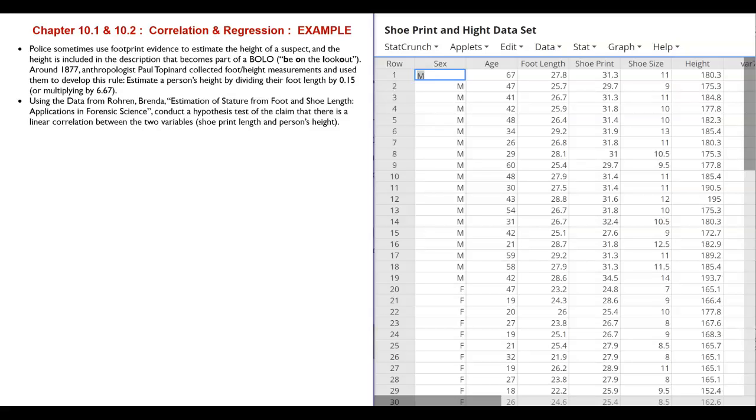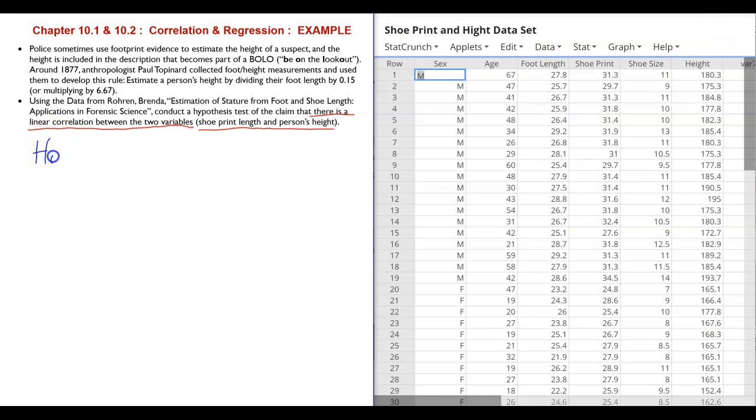Try it yourself by measuring your foot length and dividing by 0.15 to estimate your height. Is the result reasonably accurate? Anyway, we will use the data from Ryan and Brenda, estimation of stature from foot and shoe length, applications in forensic science, to conduct a hypothesis test of a claim that there is a linear correlation between the two variables, shoe print length and person's height. So our first variable is shoe print, and height is our second variable.